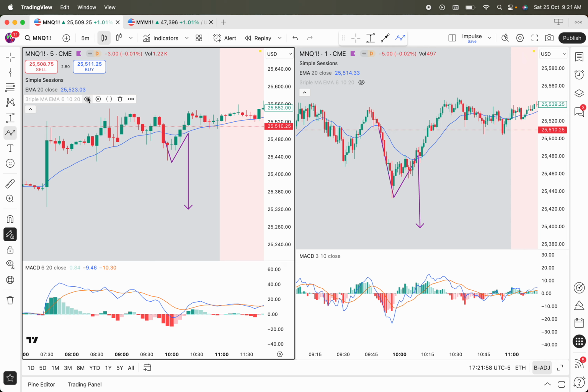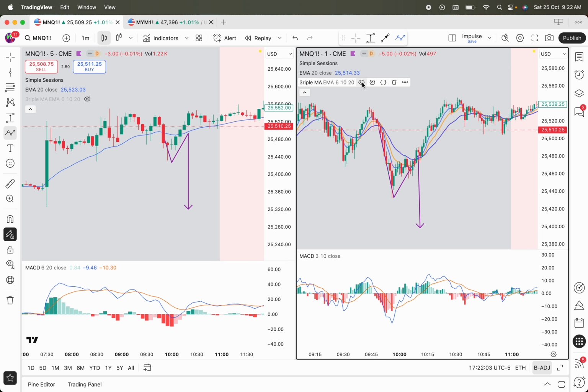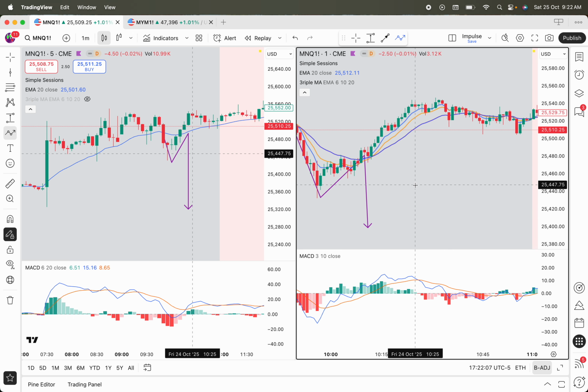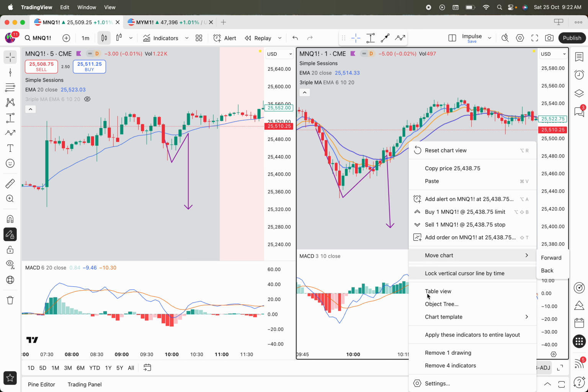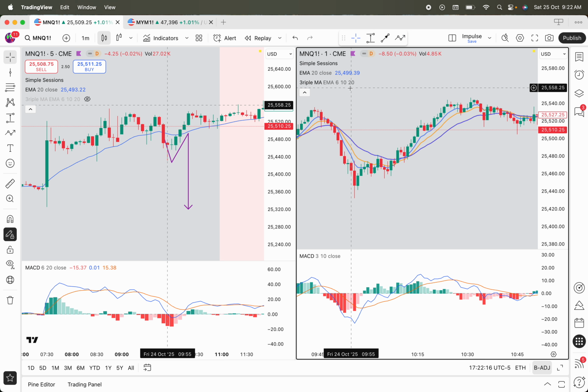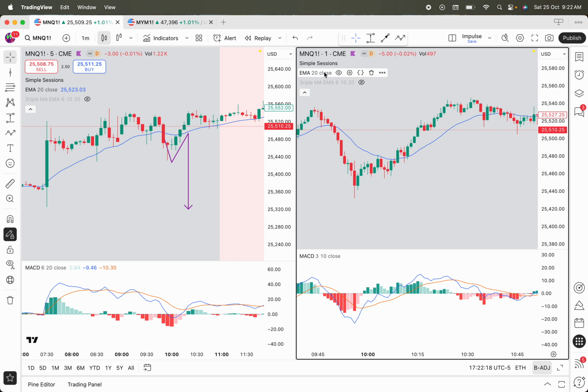We can just get rid of these other EMAs if you want, just to clear it up. I just like to turn them on and off. I just like to see where the 10 is. If that 10 EMA is crossing above that 20, that's a really strong indication for me. I don't always have it on the chart. I have one EMA that's a 20, and I have a triple here that's a 6, 10, and 20, and I can just turn them on and off.